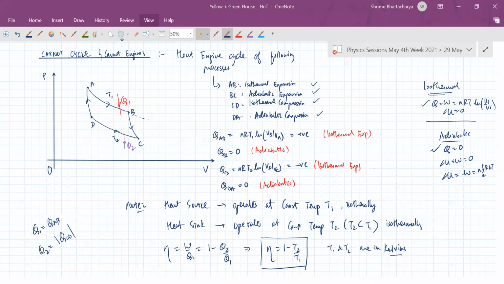About the proof of the last step, that how Q2 by Q1 comes out to be T2 by T1. We'll show that in the next step. Just note down up to here.